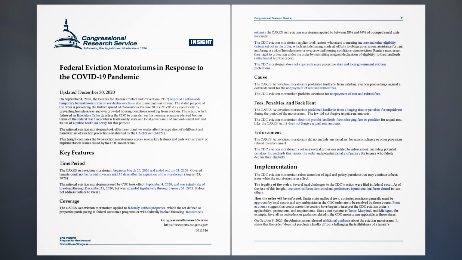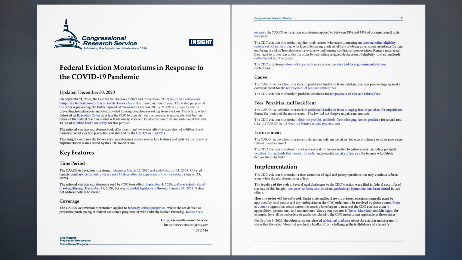Federal Eviction Moratoriums in Response to the COVID-19 Pandemic. Updated December 30, 2020. On September 4, 2020, the Centers for Disease Control and Prevention, CDC, imposed a nationwide temporary federal moratorium on residential evictions due to non-payment of rent. The stated purpose of the order is preventing the further spread of coronavirus disease 2019, COVID-19, specifically by preventing homelessness and overcrowded housing conditions resulting from eviction.